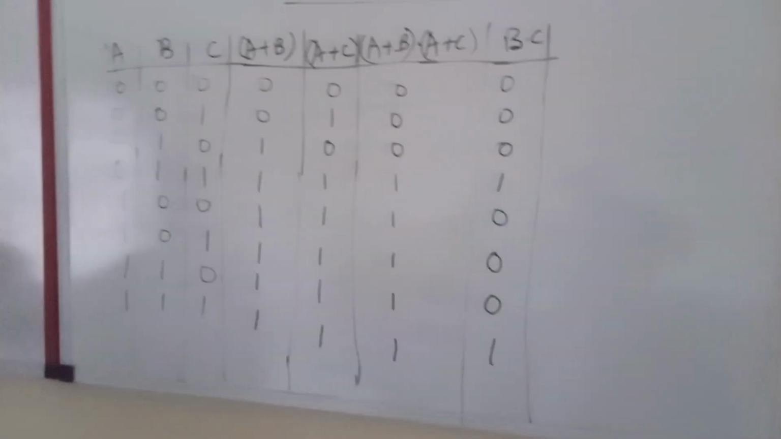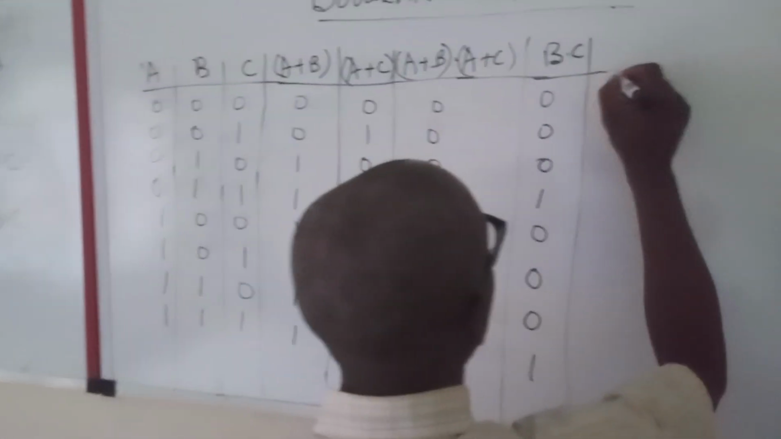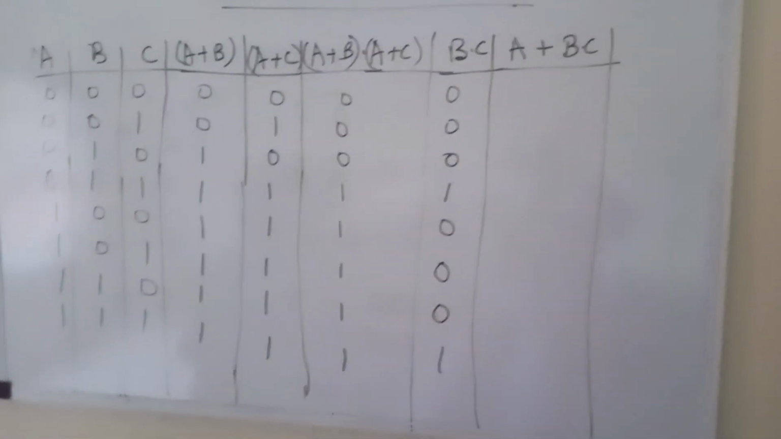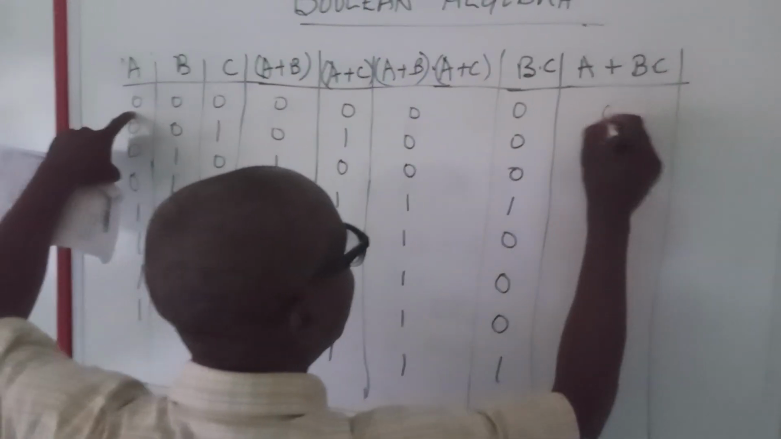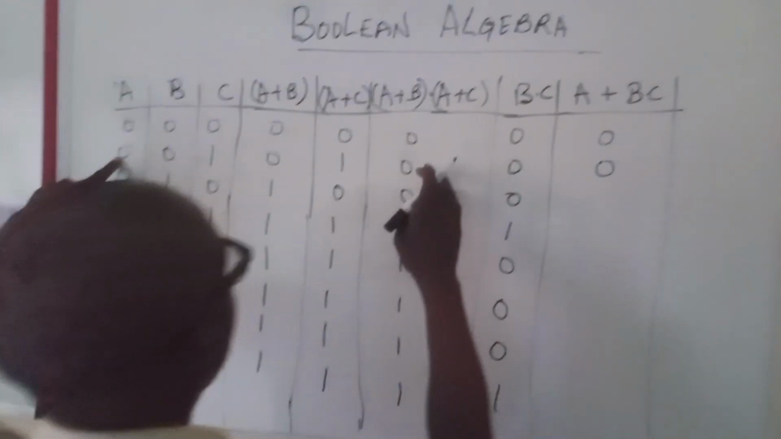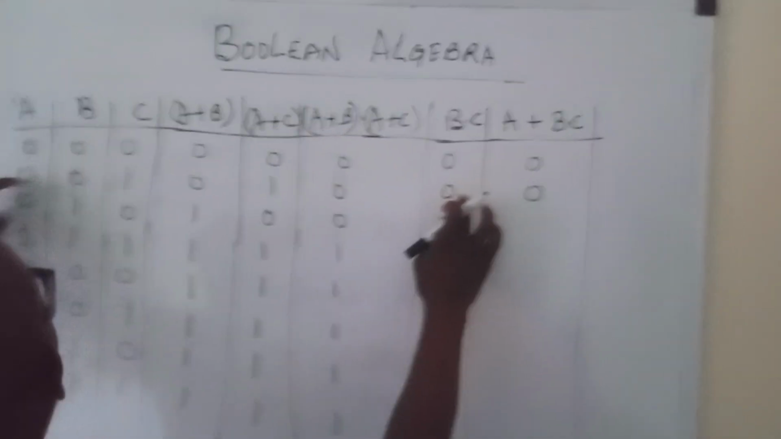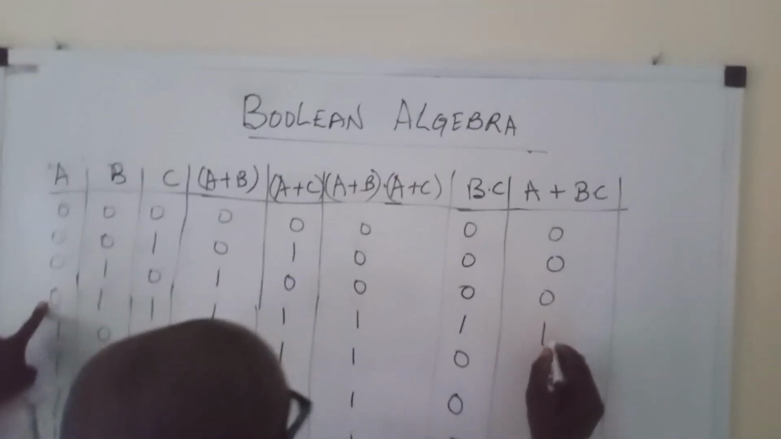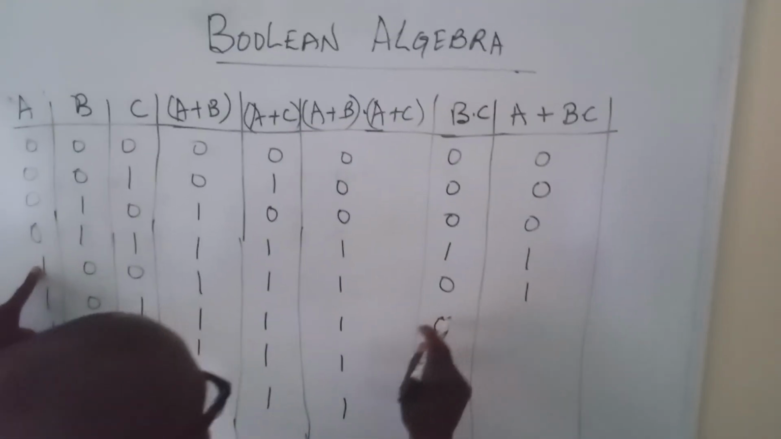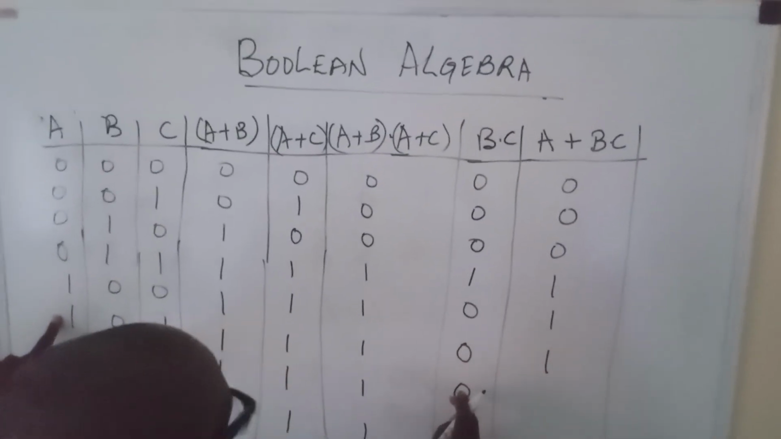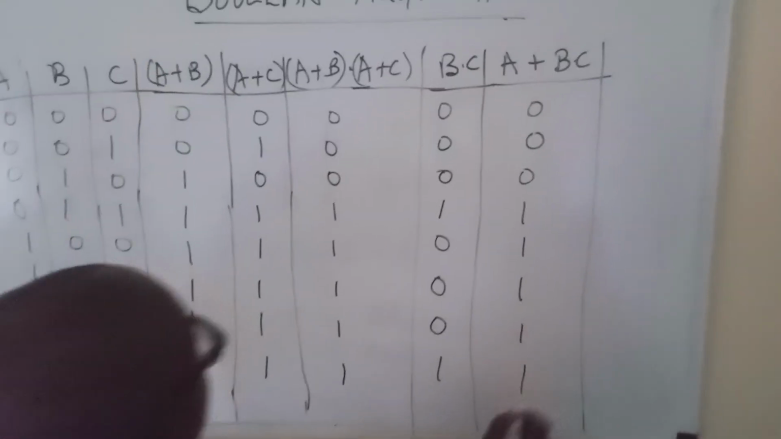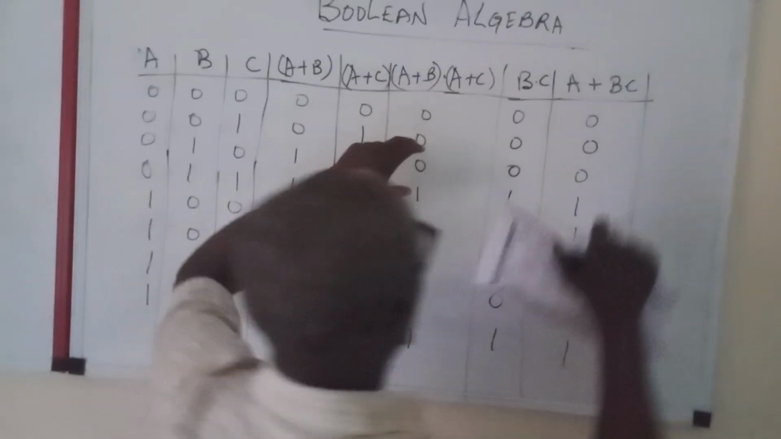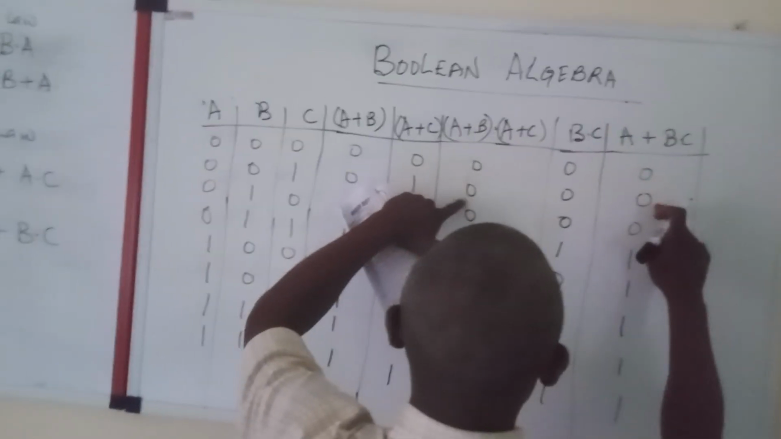Now A or B and C. Sorry, that's A or (B and C), so we have 0, 0, 1, 1, 1, 1. Now, if we look at this truth table, we see that these two columns are the same.